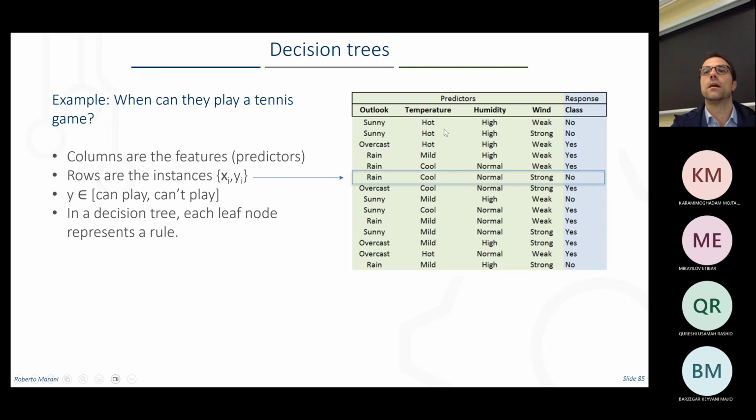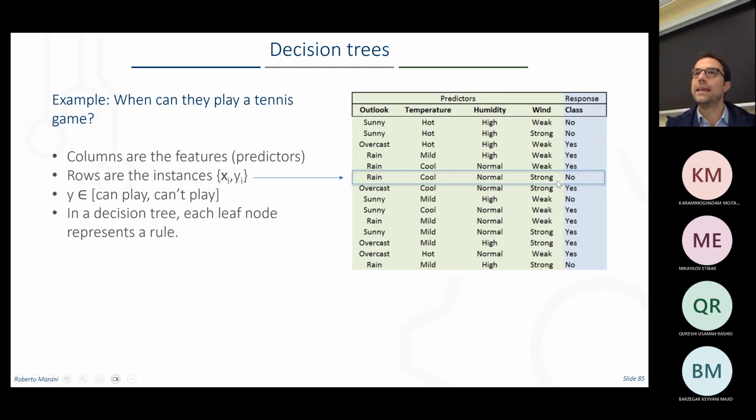Let's say that we want to solve this problem: when somebody can play tennis. These are our predictors, and this is the response, yes or no. Binary classification. Our predictors in this case are categorical. So just take a look. It's raining, it's sunny, it's whatever. The temperature, hot, cold. Humidity, high, normal. So these are the inputs. A single line is an instance of our training set. If it's raining, it's cool, humidity is normal, and wind is very strong, they don't play. So this is the expected response.